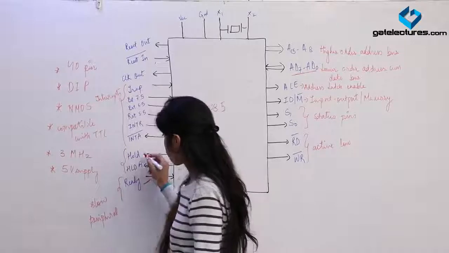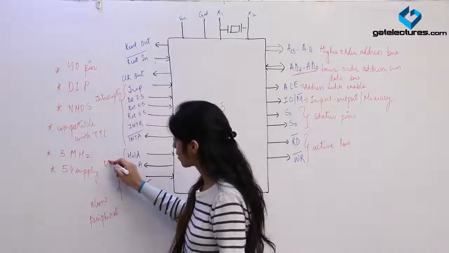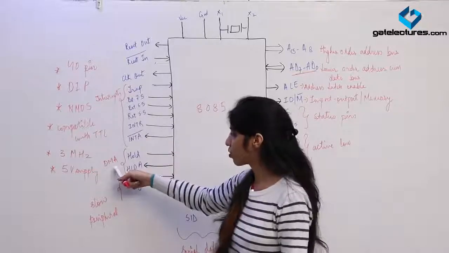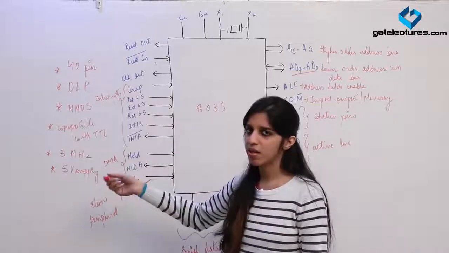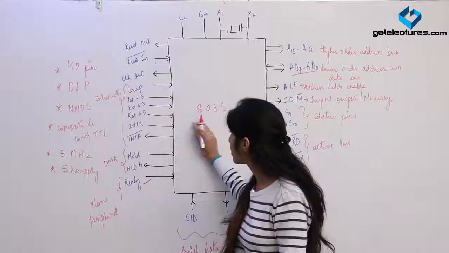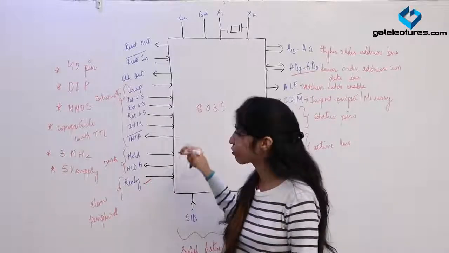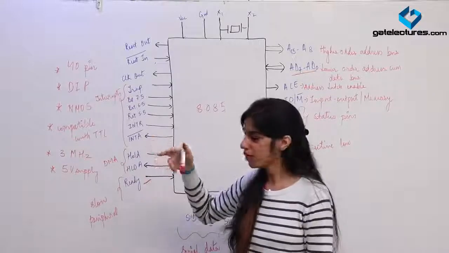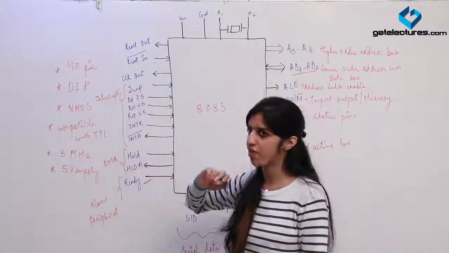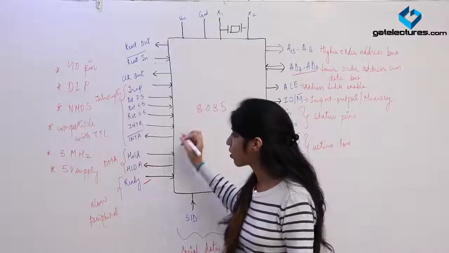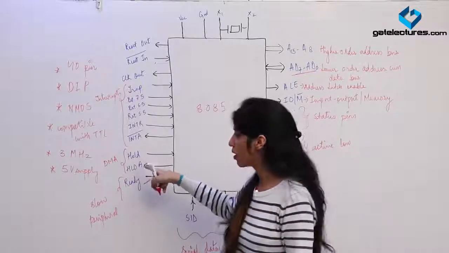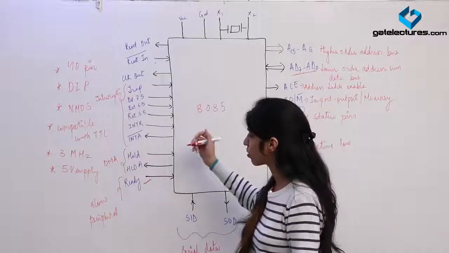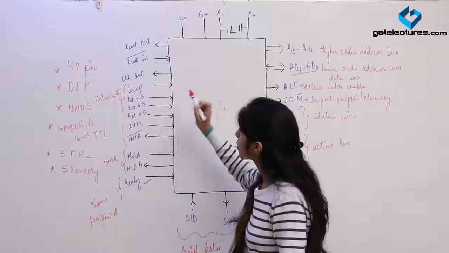Okay, these two pins, hold and hold acknowledge, they are used for direct memory access, DMA. Okay, we are going to learn about DMA also. What happens in DMA is, if somebody needs to use the buses of the microprocessor for transferring data between memory and some external device, microprocessor is not involved, then we are going to use these pins, hold and hold acknowledge, so that buses can be allotted to the third device for use, memory can be allotted.